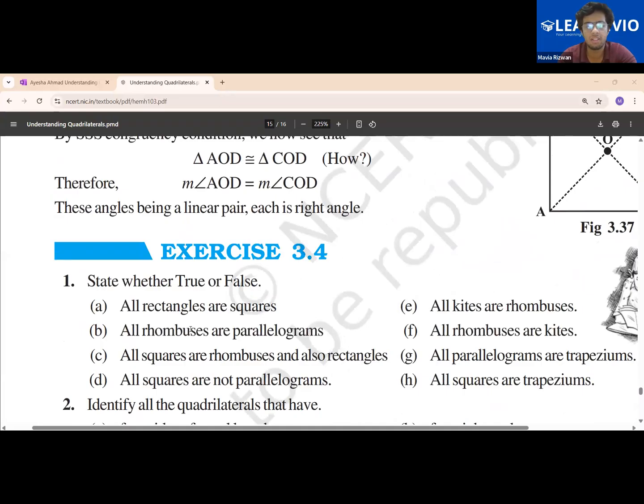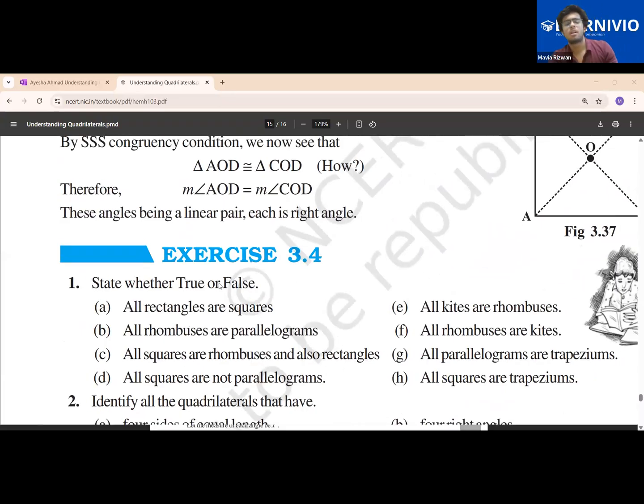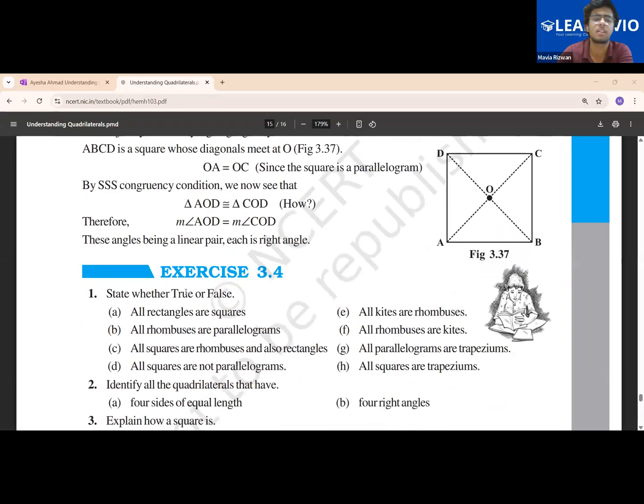Okay, Aisha. Now moving on to the exercise. True or false? All rectangles are squares. True or false, Aisha? Sir, all rectangles are squares. No. This is false. All rectangles are not squares. Okay, next one. All rhombuses are parallelograms.